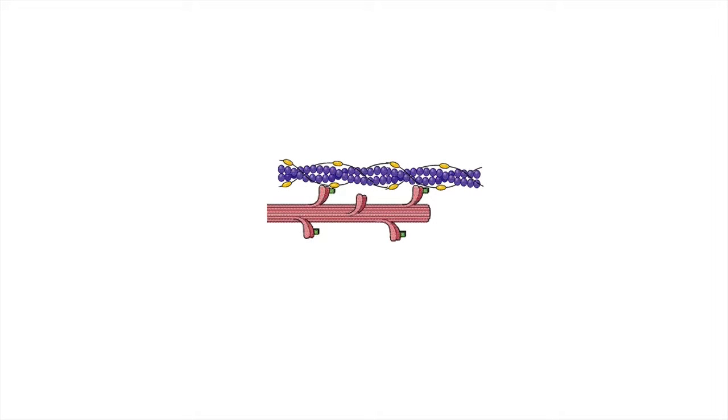Let's take a closer look at the cross bridges where the myosin myofilaments grab onto the active sites of the actin myofilaments. Scientists have learned that the actin myofilament contains two more proteins besides actin. Tropomyosin is a long strand that wraps around the actin molecules, like the stripes on a straw. Troponin lies across the tropomyosin.